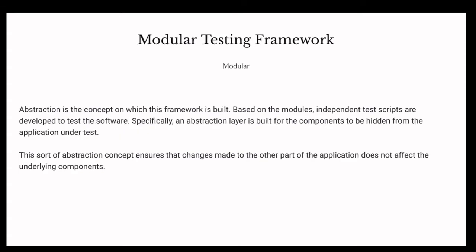So now let's talk about the modular testing framework. The modular testing framework is built on the abstraction concept. It talks about different modules. Independent test scripts are developed to test the software. Especially, an abstraction layer is built so the components are hidden from the application under test. This sort of abstraction ensures that changes made to one part of the application do not affect the underlying components.